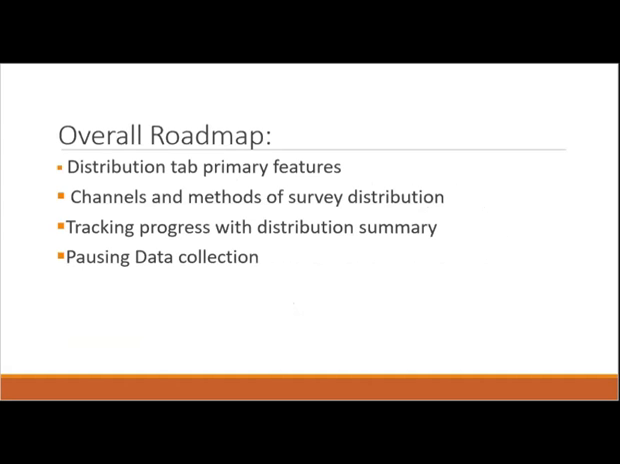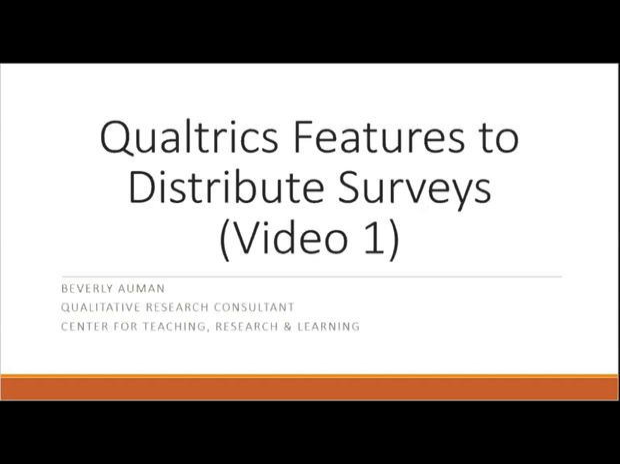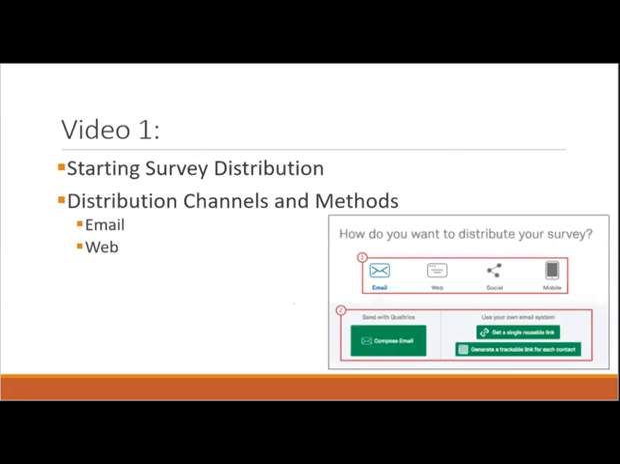In this workshop, we will be going over the distribution tab in Qualtrics and how to track responses and get response metrics with the distribution summary, different options for survey distributions, and how to pause data collection. This is part one out of two in the series. In this video, we're going to be covering how to create a Qualtrics distribution and get started. We'll go over how to use the distribution with different channels and different methods of distributing your survey and how to just get it going with a bunch of different options.